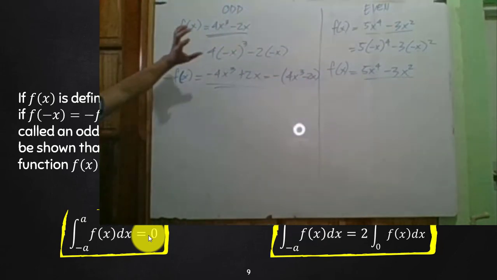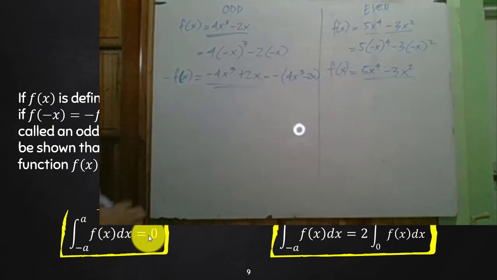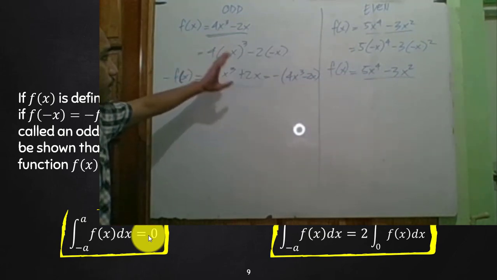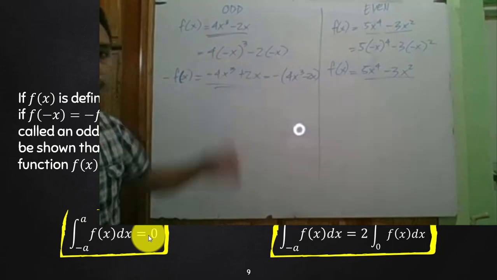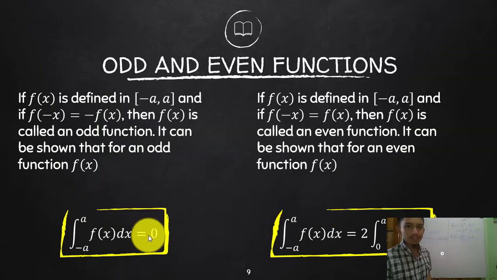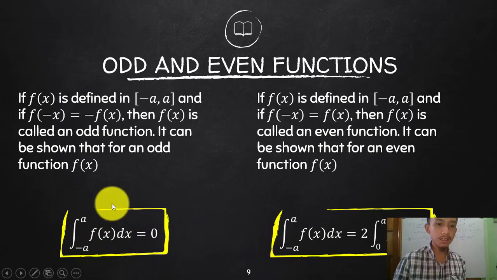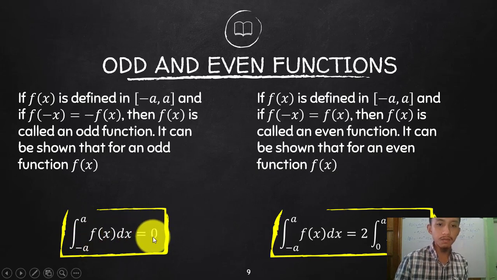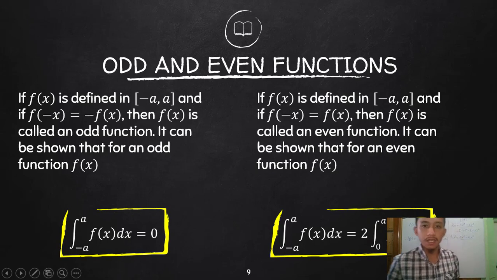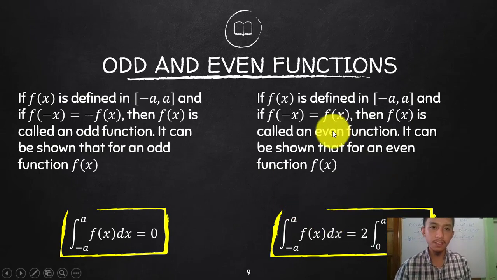If you make the x into a negative x, and you end up with the negative of that function, this is the odd function. So that is odd and even function, and these are the integrals of odd and even functions. But actually, this is just to explain why we will have 0 and that is equal to 2 times the integral from 0 to a of f of x dx. We will go back here later once we have an example. So that is odd and even function.